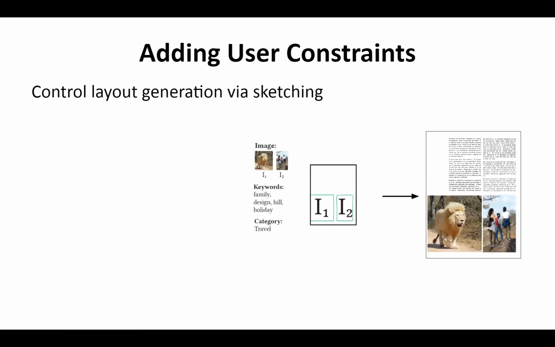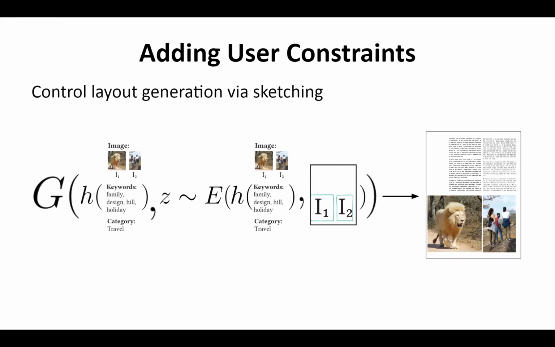And we can also introduce some constraints into layout generation. For example, given input contents and a partial layout, we can generate a complete layout that conforms to the partial inputs. And to do this, we use our layout encoder to map the partial input into a latent vector, and then we feed the vector and the input contents into our generator.